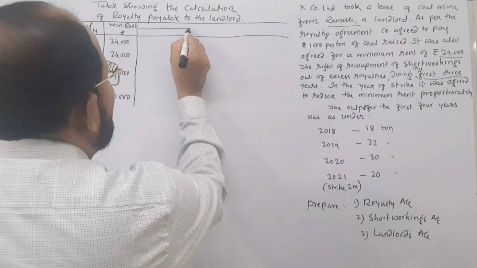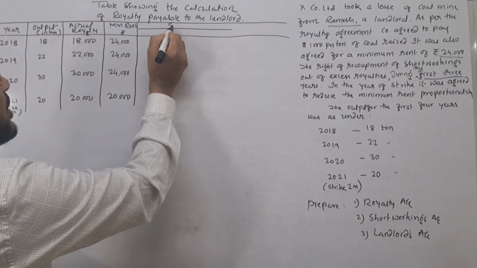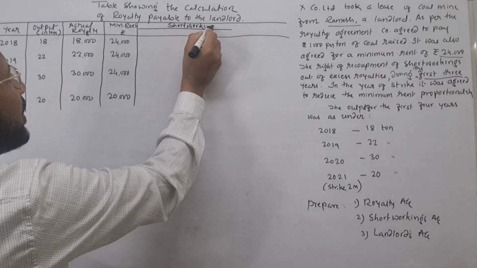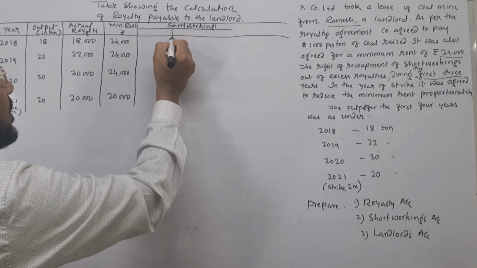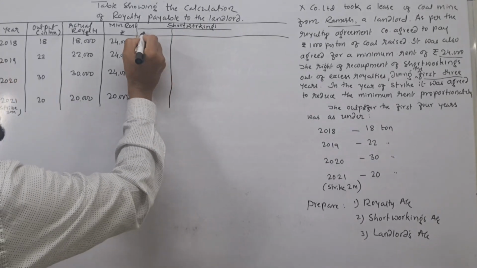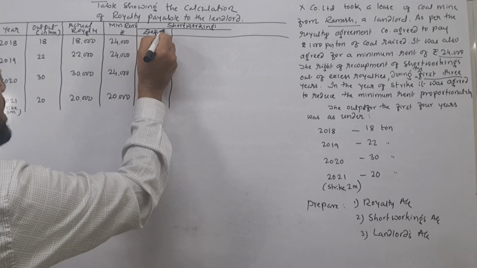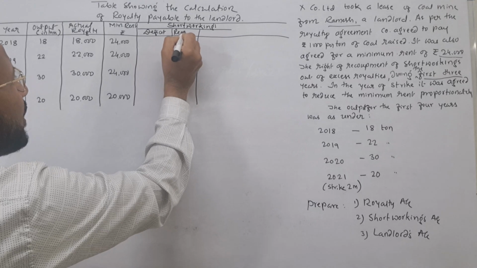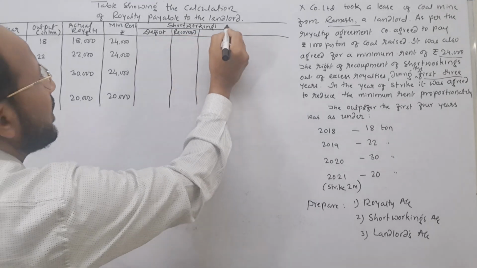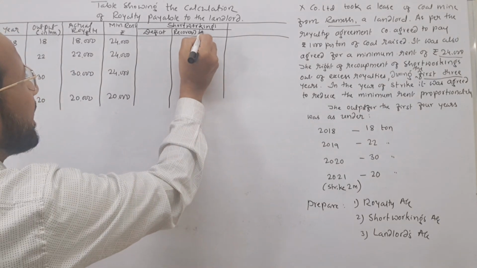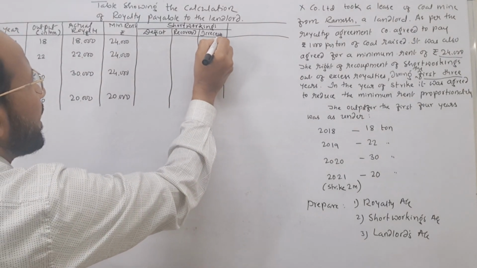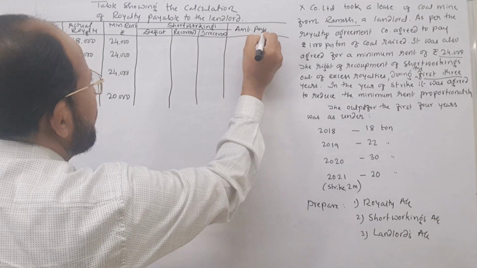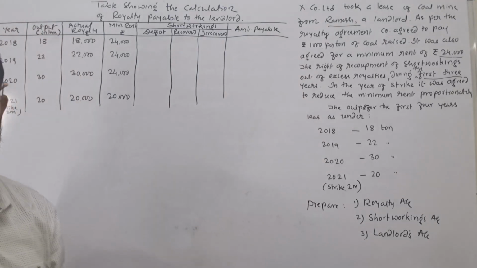Next important column is the deficit, or we call it short workings. In that, first we have to write deficit. Next column is recovered, we can write amount recovered. Next one is amount irrecovered. And the last column is amount payable. Amount payable to whom? Amount payable to landlord.